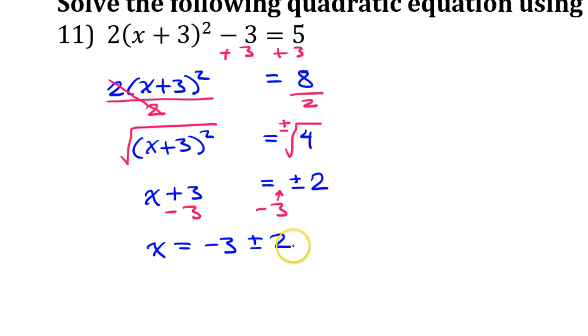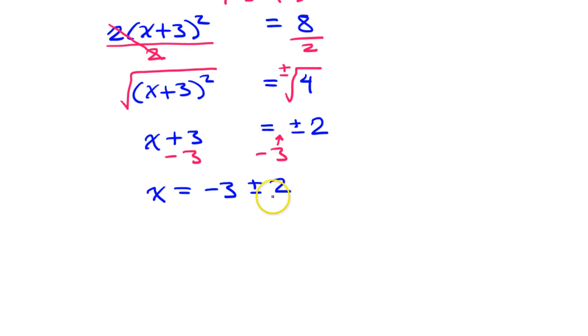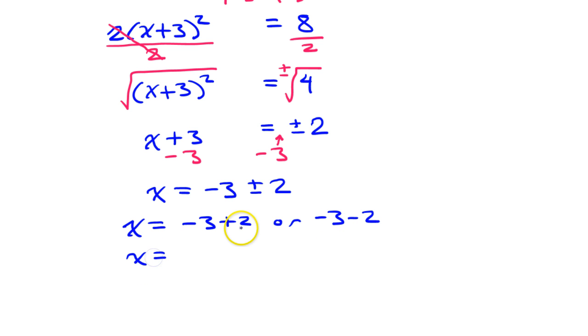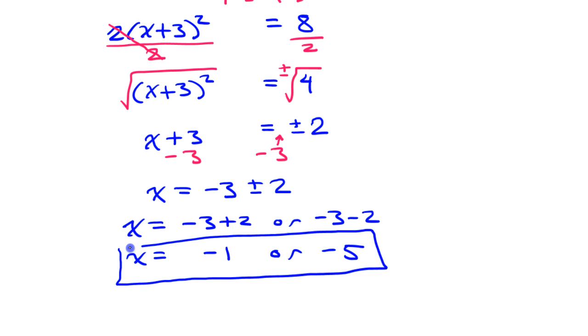Now if there was an i here or a radical, I'd be finished. But since these are like terms, I need to keep going. So just understand that plus or minus means negative 3 plus 2 or negative 3 minus 2. That's what plus or minus means. Now negative 3 plus 2 is negative 1. Negative 3 minus 2 is negative 5. So x equals negative 1 or negative 5.